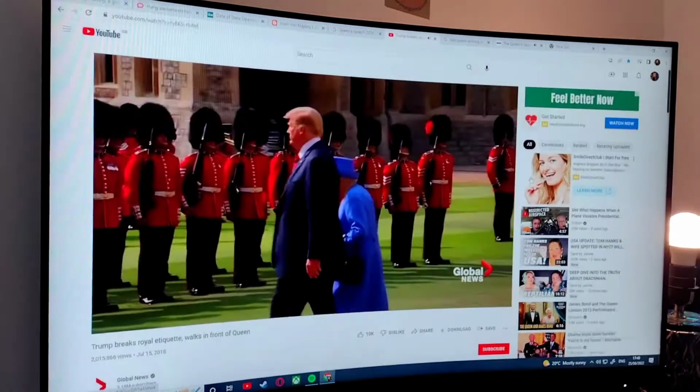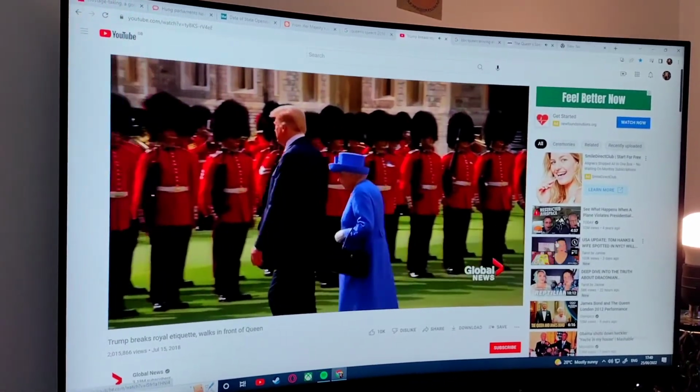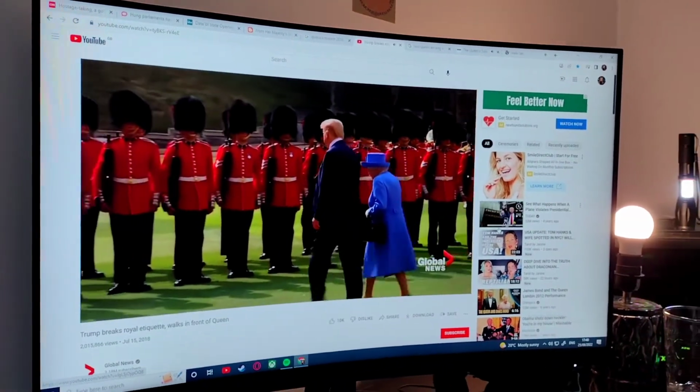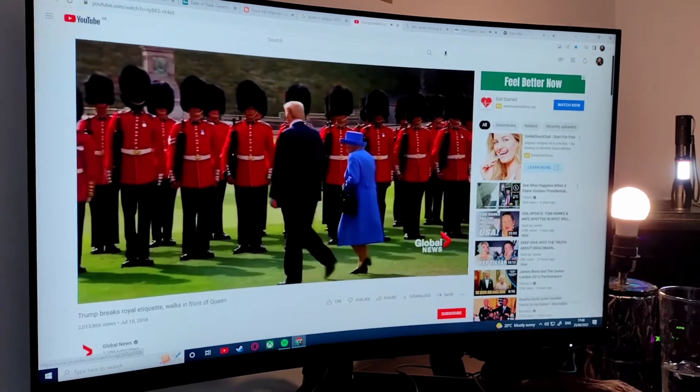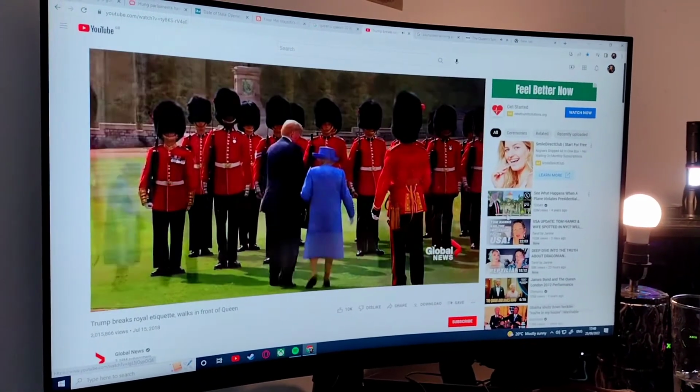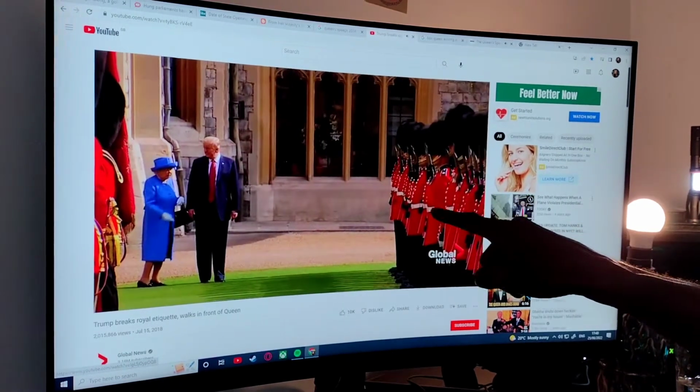So you can see him walking in front. Purposely walking in front. And you're going to notice in a minute he walks in front and then he gazes to the left like, oh, and he looks right, oh, there you are. And then you're going to notice the soldiers. Watch the alignment of the soldiers along here.